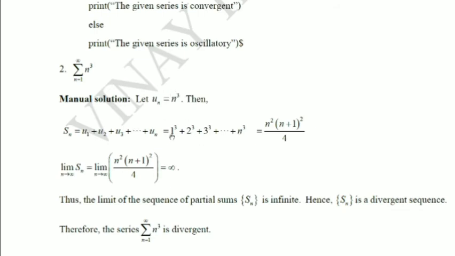n cube. But we know what 1 cube plus 2 cube, etc. up to n cube is, by standard formulas of mathematical induction. Yes, it is n square into n plus 1 whole square by 4. So no need to use the partial fraction here. Straight away we have used the standard formula which we know, and we have written the answer.